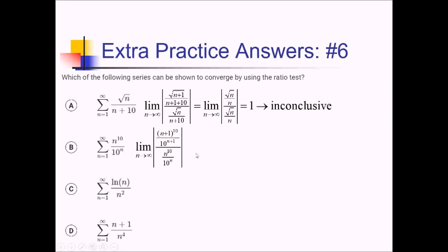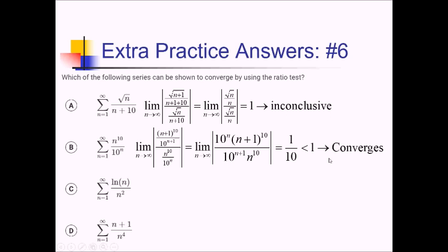So at any rate, I'm just going to same change flip all this. So I've got n plus 1 to the 10th times 10 to the n, over 10 to the n plus 1 times n to the 10th. So we can reduce this to 1 over 10 for those exponential terms. And these terms here, these are both dominant terms with a dominant term of n to the 10th, so those are just going to end up canceling out. So we end up with 1/10, which is less than 1. So definitely the ratio test shows that this converges.